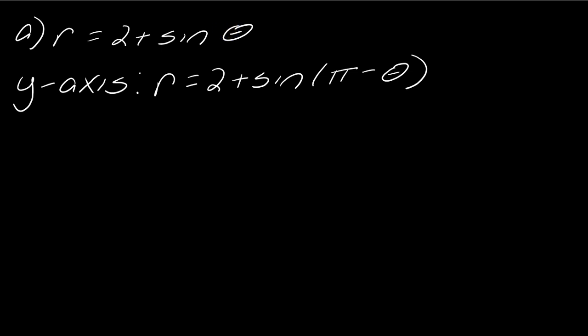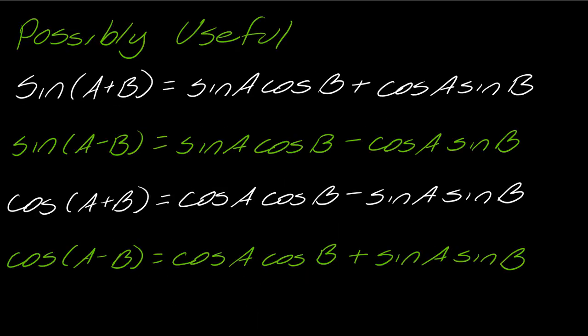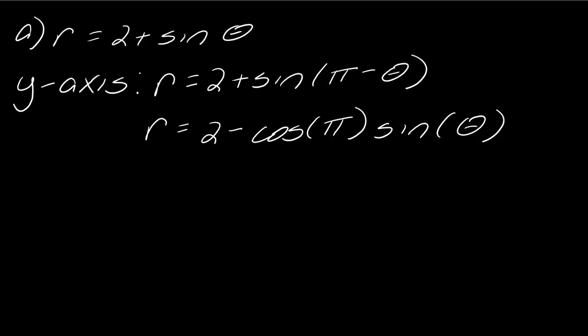And once again, I'm going to use these identities here. So if I plug these in, what I'm left with is 2 minus cosine pi sine theta. And so in plugging these in, what I get is that r equals 2 plus sine theta.